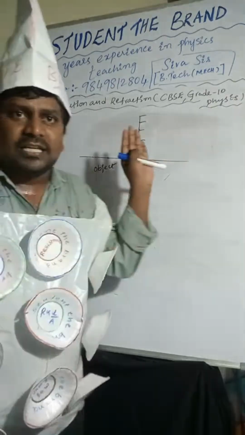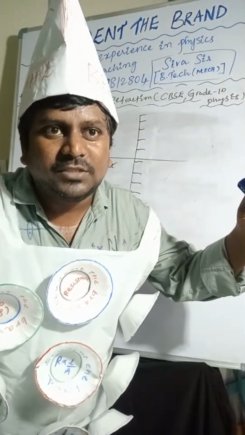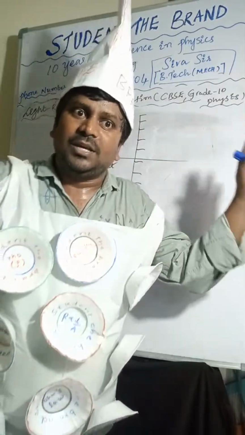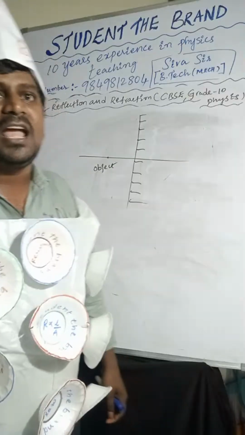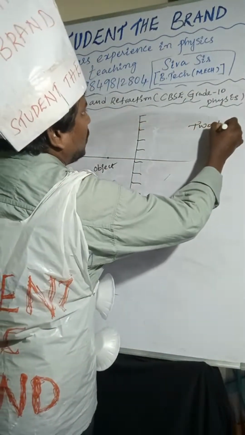How many light rays are required to form the image of the object? Minimum 2 light rays, or not? Yes, minimum 2 light rays are required to form the image of the object. I am taking 2 light rays.